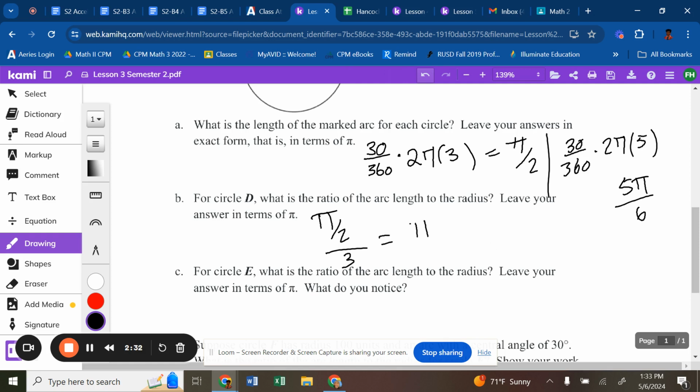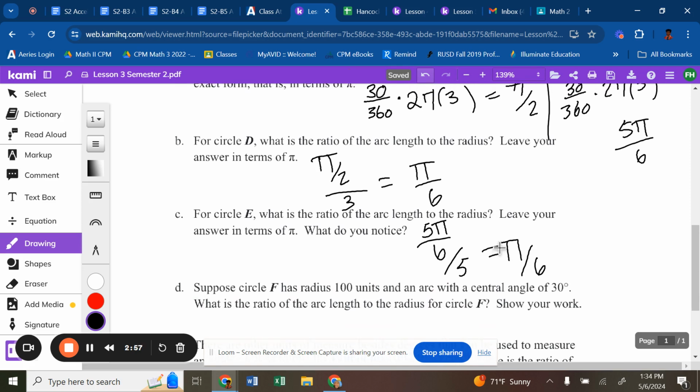Now what's important about this is that for part C, they ask us a very similar question. They will ask the exact same thing with circle E. So instead we're going to do 5 pi over 6, and we're going to divide that by 5. Doing this will also give us pi over 6. And what we notice is both of these give us the same exact ratio. And so the ratios are equal.